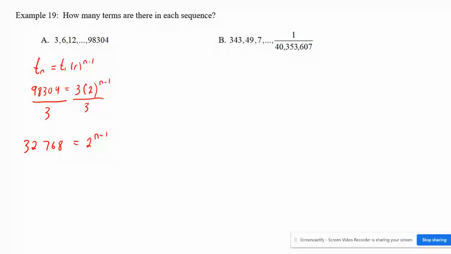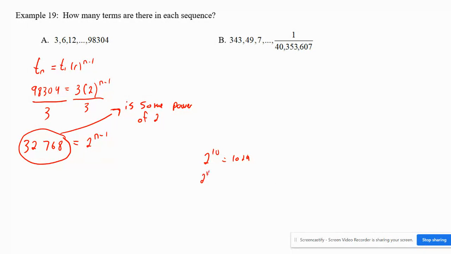Now, for all the questions you're going to see in this course, guys, this number here is some power of 2. So let's go ahead and figure out what that is. And guys, we're just going to be guess and check by this point. Let's see what's 2 to the 10th. 2 to the 10th is 1024. Let's try 2 to the 11th. Get 2048. 2 to the 12th is 4096, getting closer.